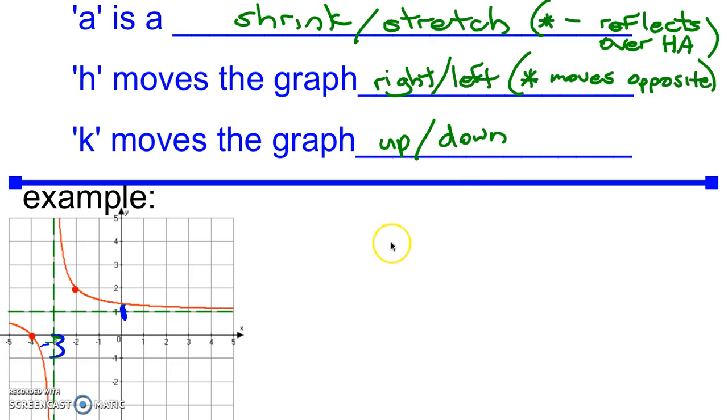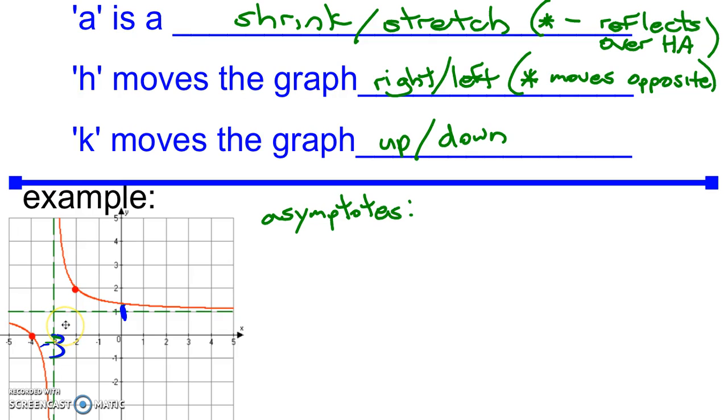So let's look at an example here. In this case, our graph of our rational function is in red, and our asymptotes are in green. The first thing that I want you to do is write the equation of those asymptotes. The asymptotes of rational functions will be horizontal and vertical lines for the most part.